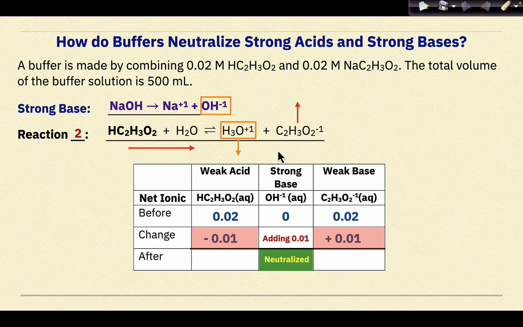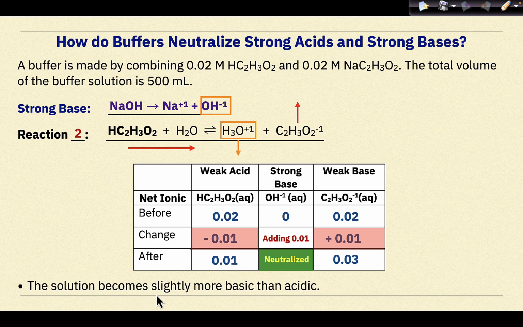This can be seen in the after section of the table, where the concentration of the weak base has increased by 0.01 and the concentration of the weak acid has decreased by 0.01. As a result, the solution becomes slightly more basic than acidic.